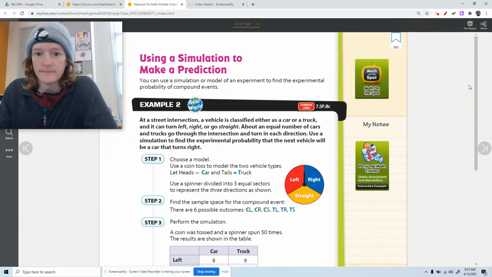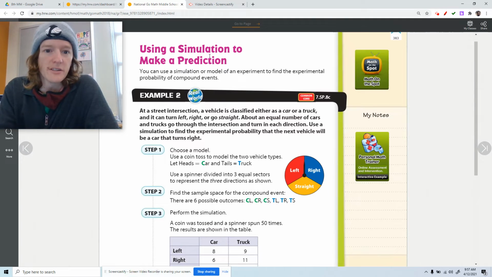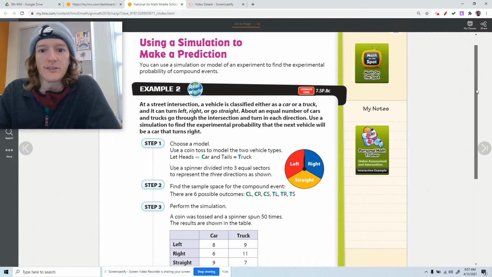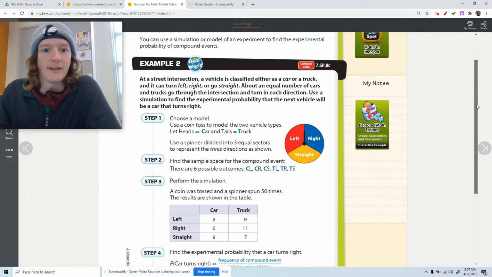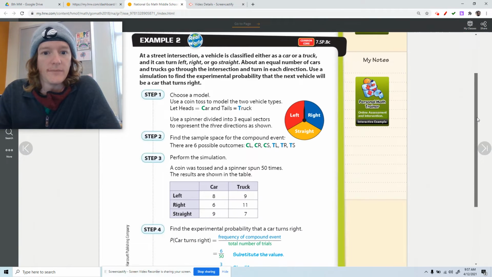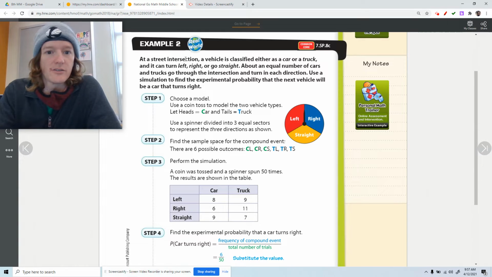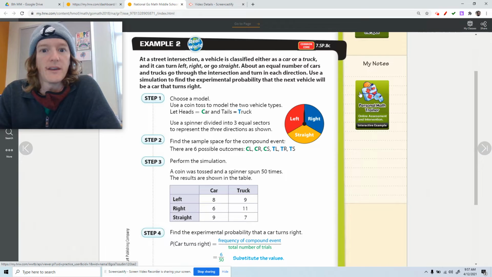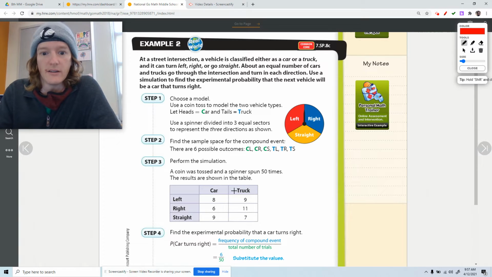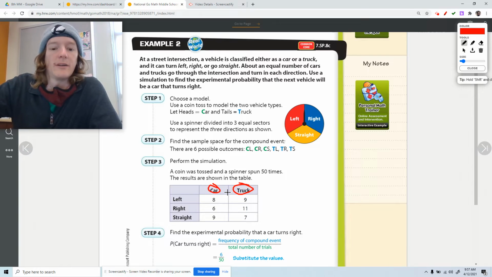Next page. We can use a simulation to make a prediction. You can use a simulation or model of an experiment to find the experimental probability of compound events. So what they're doing here is, at a street intersection, a vehicle is classified as either a car or a truck, and it can turn left, right, or go straight. So they have a 50-50 chance on car or truck. So that's like flipping a coin, maybe. So they would flip this coin.